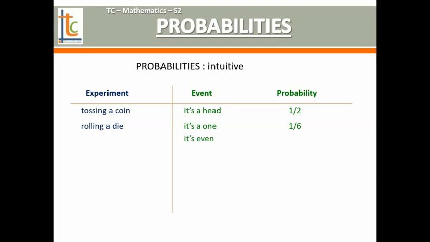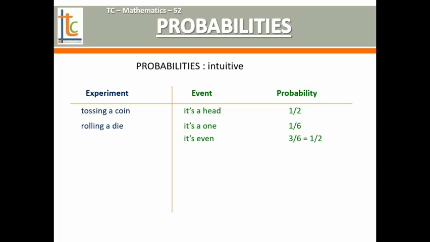So let's take a little bit more complicated event, like it's even. So you know in integers that there are even numbers, which can be divided by 2, and odd numbers, which can't. So the probability it's even is the probability it's a 2, a 4, or a 6 as a side of the die. This probability is then 3 chances over 6, that is simplified to 1 over 2.